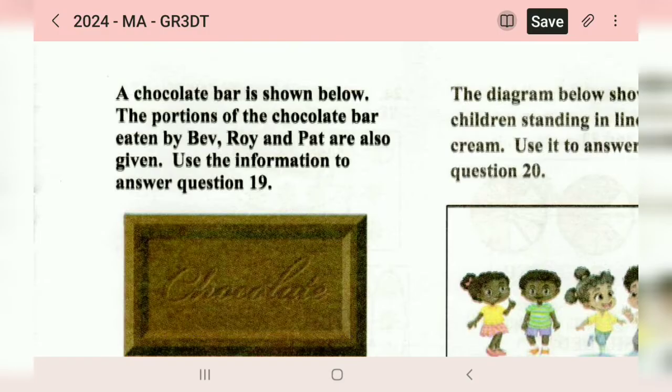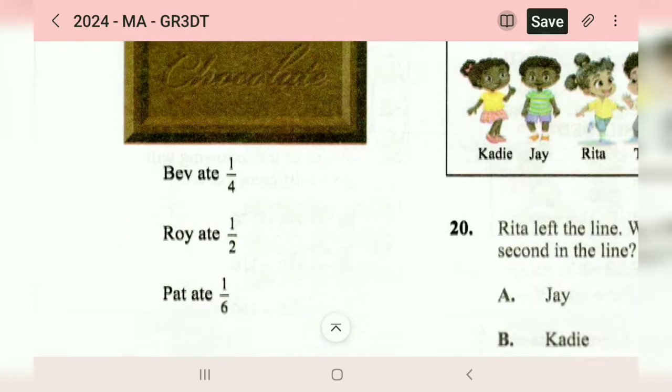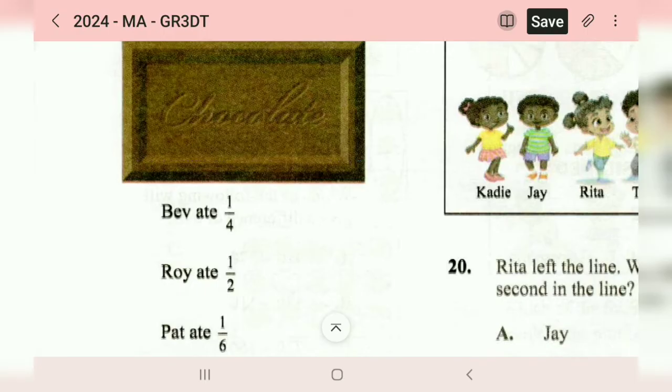The chocolate bar is shown below. A chocolate bar is shown below. The portions of the chocolate bars eaten by Bev, Roy, and Pat are also given. Use the information to answer question 19. So we see where Roy, Bev, and Pat would have eaten some. Bev ate a quarter, Roy a half, and Pat ate 1/6.